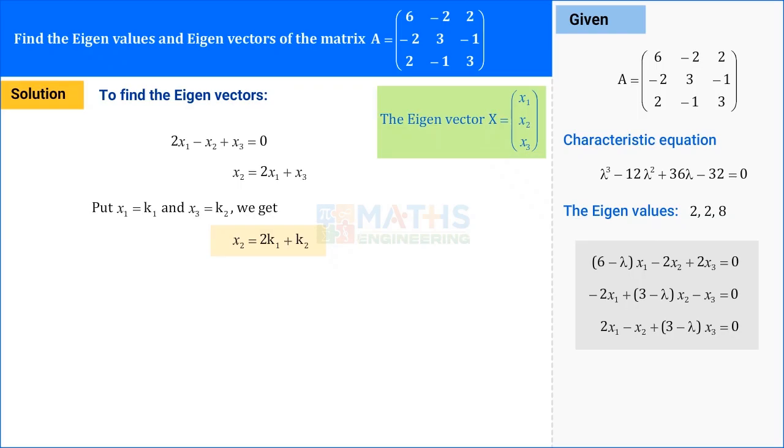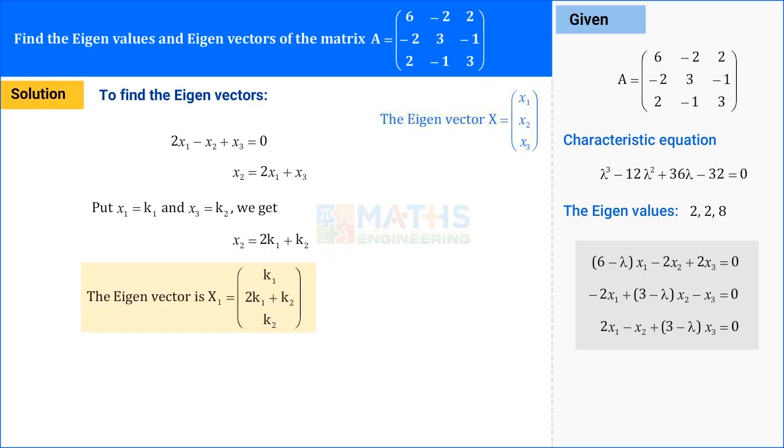Now we are substituting x1 is equal to k1, x2 is equal to 2k1 plus k2, x3 is equal to k2. So that the eigenvector becomes x is equal to k1, 2k1 plus k2, k2. Now as we get lambda is equal to 2 twice, we are going to replace two sets of k1 and k2 values.